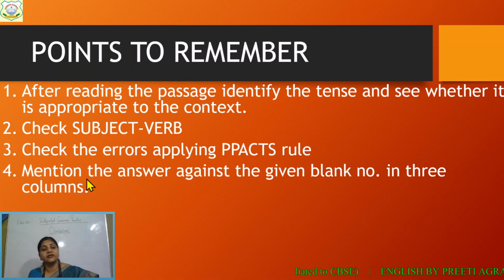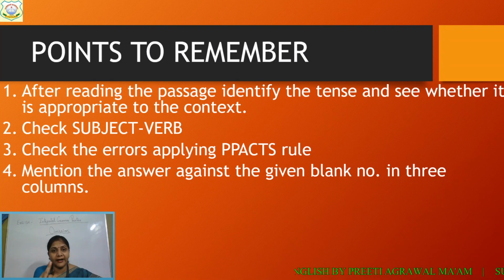Now you have to mention the answer. Mention the answer against the given blank number in how many columns? 3 columns. In your editing, we were using 2 columns only. But this is your omission. How many columns will we use to write our answer? We will use 3 columns to write the answer of omission. Clear? Why 3 columns? Because we have to write the missing word.